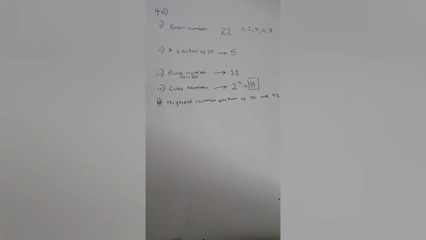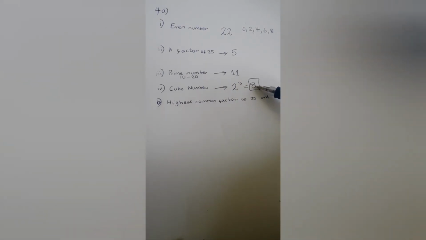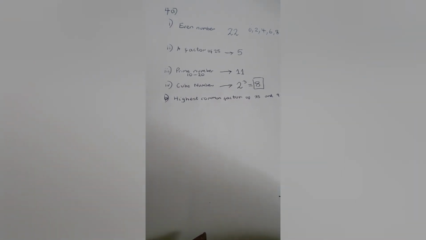A cube number is a number that you can times to the power of 3. So I've picked 2 to the power of 3, and that gives me 8. So 8 is the answer they want. They didn't want you to leave it in this form. This is the answer. So 8 is a cube number, as it's 2 times 2 times 2. So you can pick any number to the power of 3.